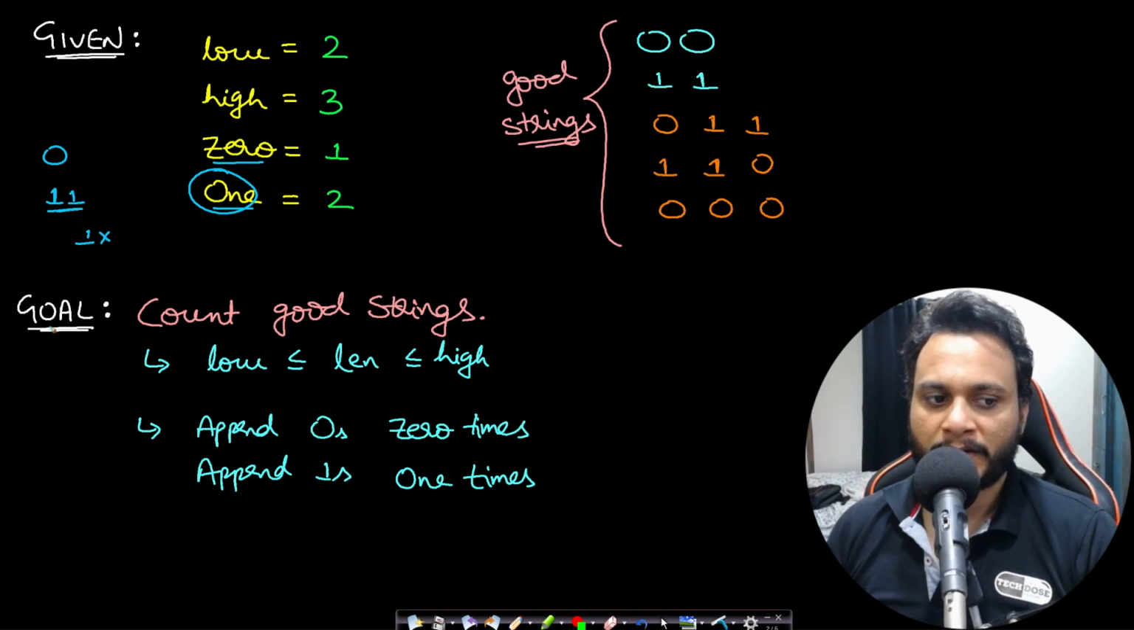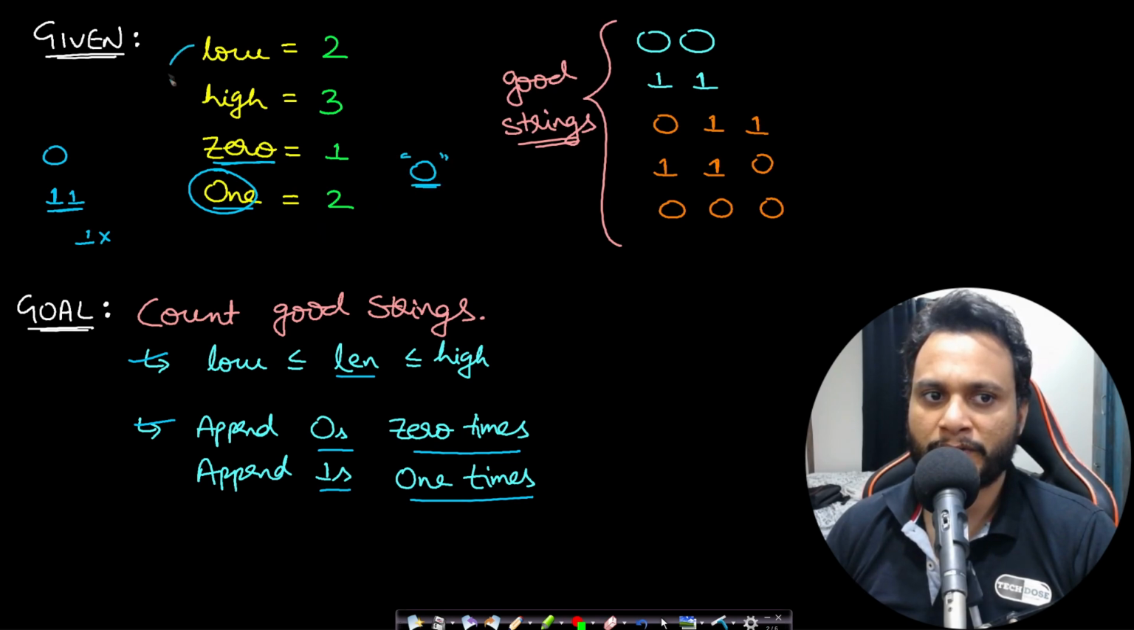Okay, now the goal here is to count the good strings. So we should always make sure that the length of a good string is within the range of low to high, and we can only append zeros 'zero' number of times and append ones 'one' number of times. Now if I want to construct a string out of it, then I can place '0' one time and I will have a string 0. But is it a good string? Now the length of this string must be in the range of low and high inclusive. So it is not in the range of 2 and 3, so this is not a good string.